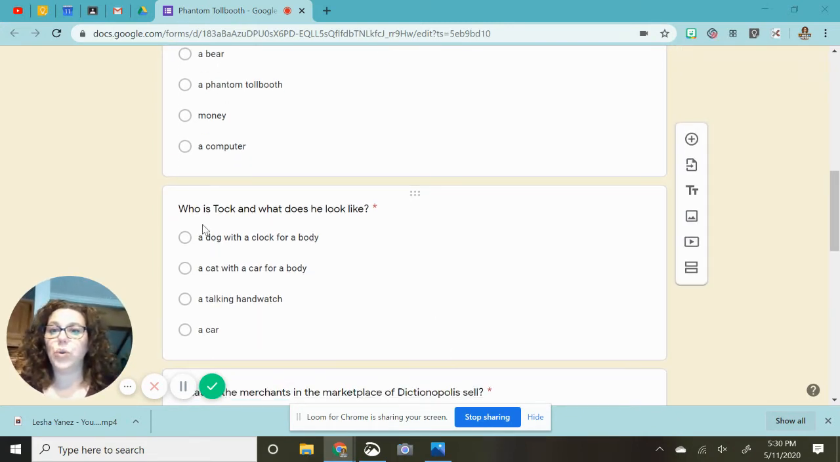This question says, who is Tock and what does he look like? A dog with a clock for a body, a cat with a car for a body, a talking hand watch, which is kind of like, just think of a watch or a car.